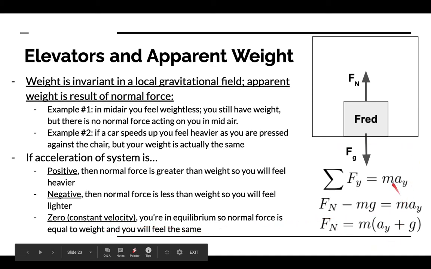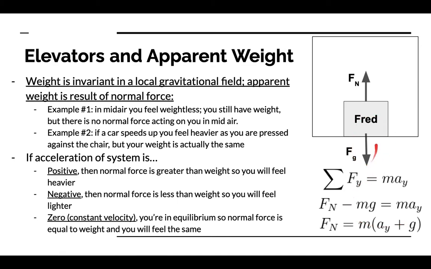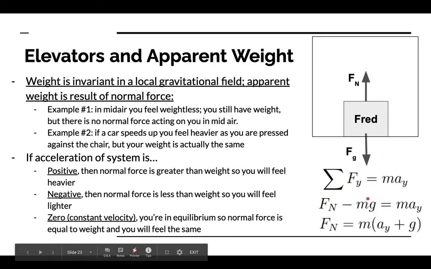Again, this comes from a little bit of analysis, applying Newton's second law to this scenario. We have two forces acting: the weight, Fg, and the normal force. So we have Fn minus Fg equals may. Solving for Fn gives us m(ay plus g). So if ay is negative, Fn will be less than our weight. If ay is positive, Fn will be greater than our weight. And if ay is equal to 0, constant velocity, then Fn will be equal to mg, our weight.